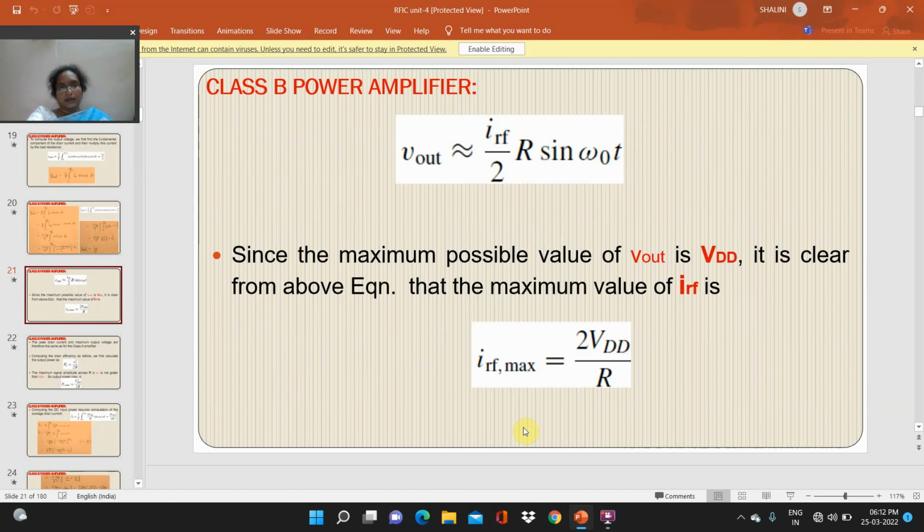For the Class B power amplifier, Vout is approximately equal to IRF by 2 into R sin omega naught t. Since the maximum possible value of Vout is VDD, it is clear from the above equation that the maximum value of IRF is IRF,max is equal to 2 VDD by R.